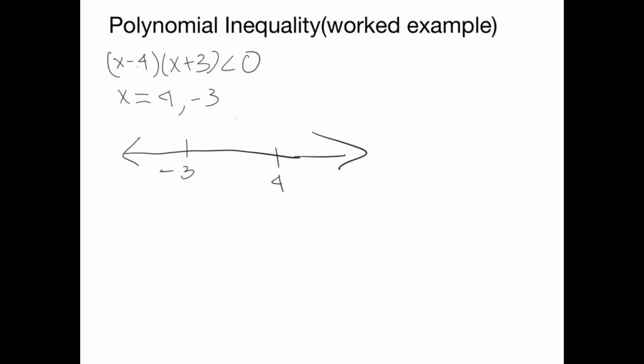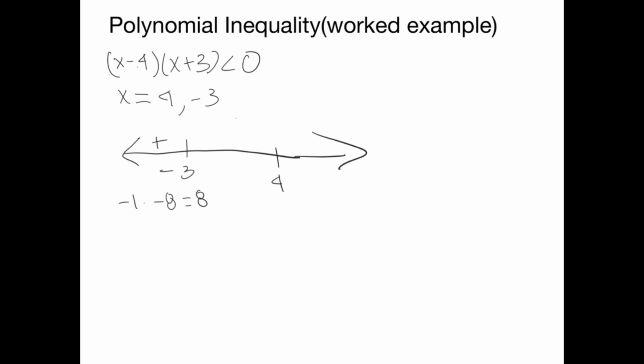x equals negative 4, so negative 4 minus 4 is negative 8 times negative 4 plus 3, which is negative 1. So negative 1 times negative 8 is going to be positive 8. So that is going to be a positive. We're just going to put a little plus.